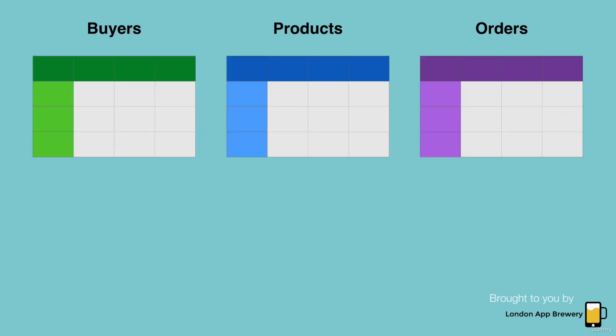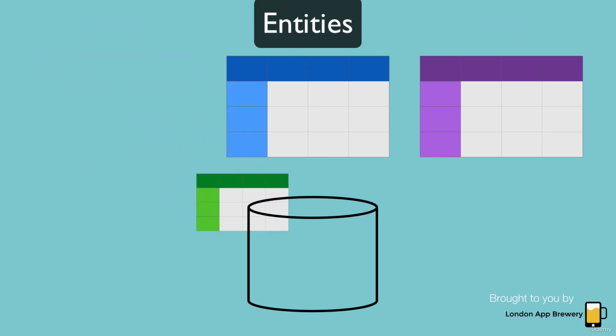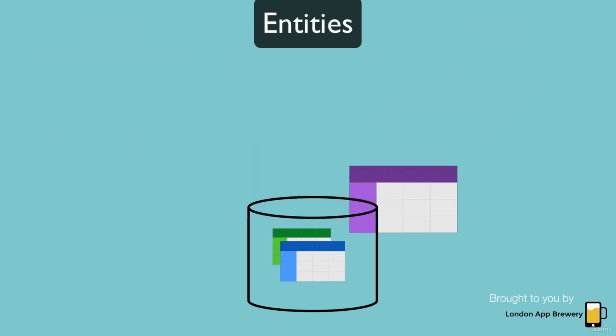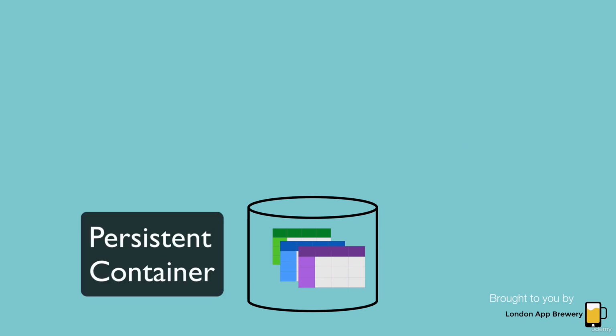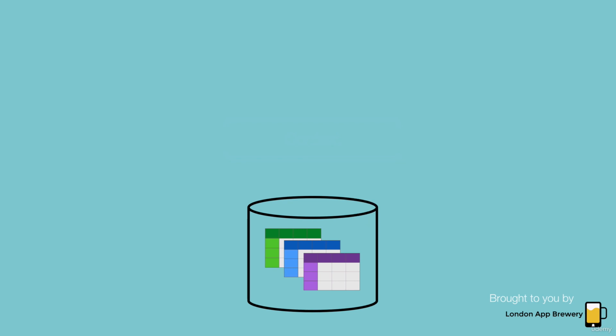So let's zoom out and have a look at our three tables that we saw in the beginning of this module. We have a buyers entity, we have a products entity, and we have an orders entity. Now, if we put all three entities or all of our tables into permanent storage, then that becomes our persistent container. And this container is simply a SQLite database that stores all of our tables and all of the relationships between the tables. Now, when we're writing our app, we can't simply interact with the persistent store directly.